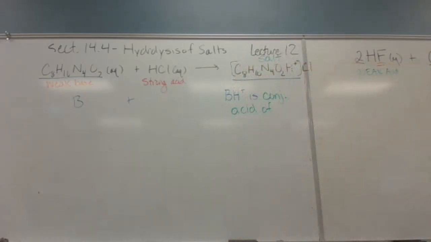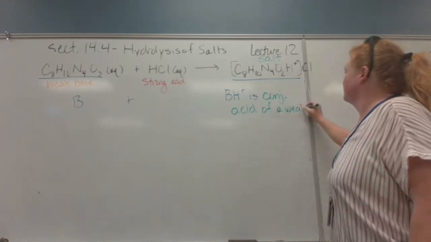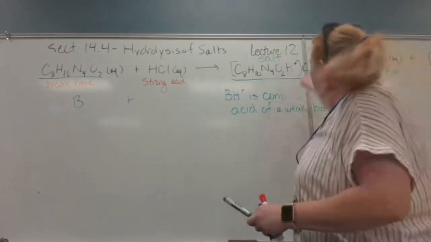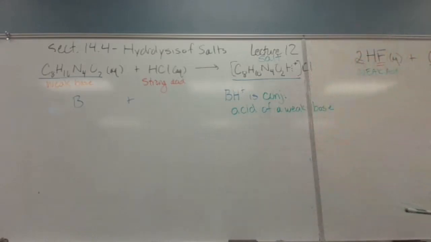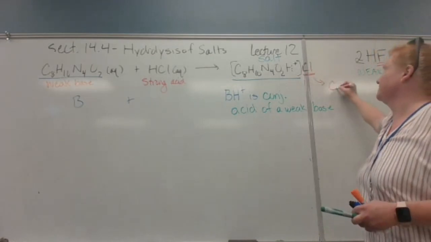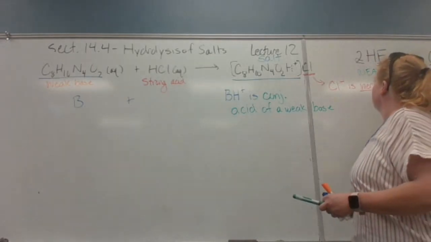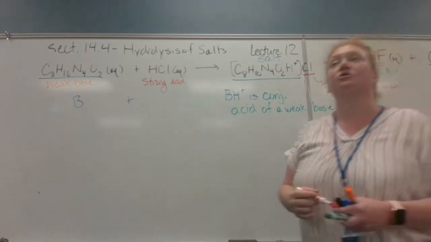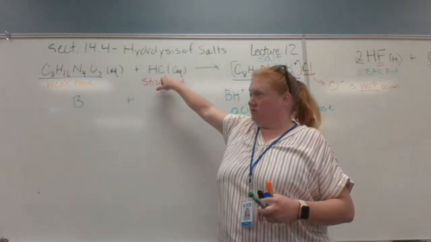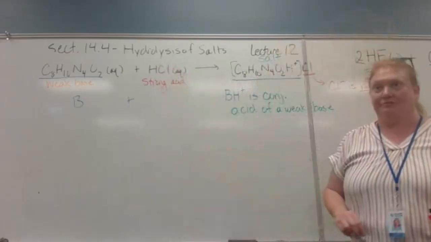conjugate acid of a weak base. What about the chloride ion? Just hanging on. What's the word that we use for this? Inert anion. Good. How do we recognize chloride is inert? Strong. It is the conjugate of a strong acid, so therefore it is inert.